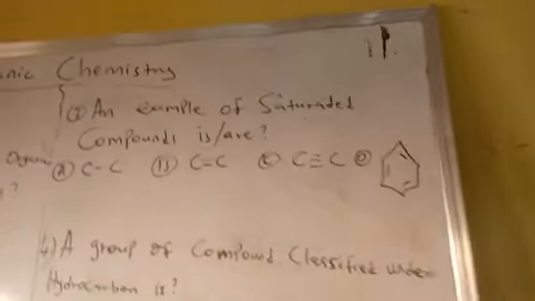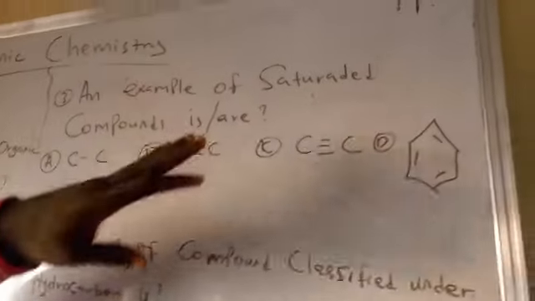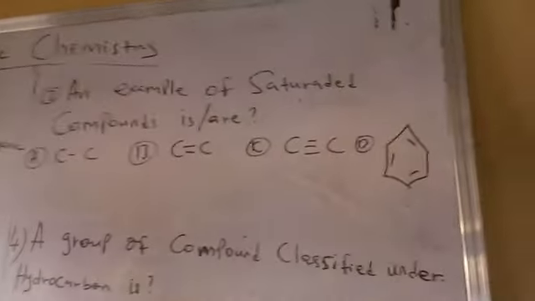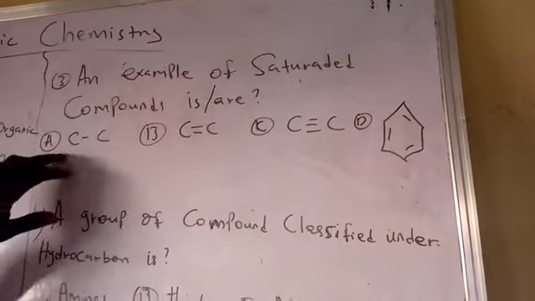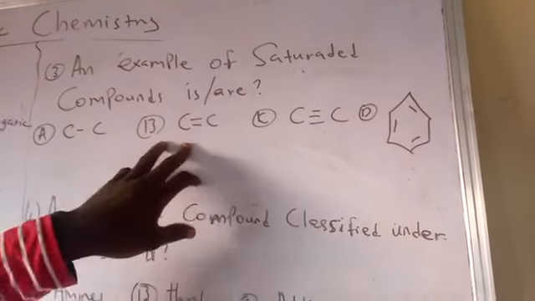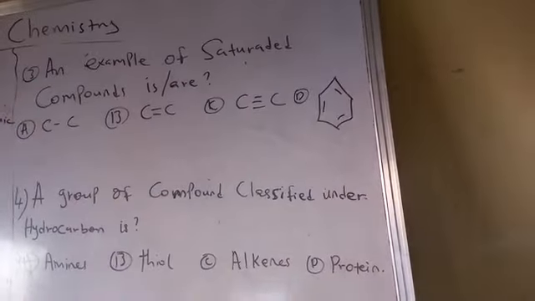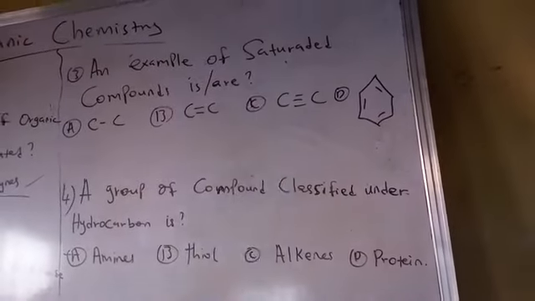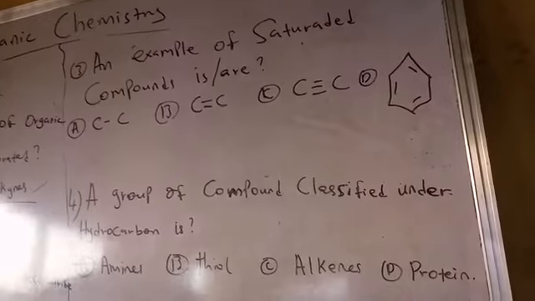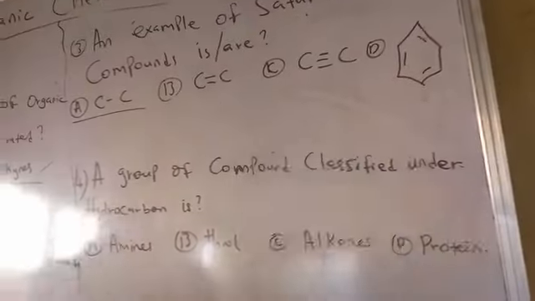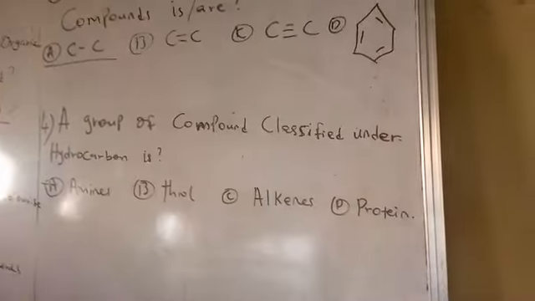Another one: an example of saturated compounds. We have the carbon-carbon single bond, carbon-carbon double bond, carbon-carbon triple bond, and a benzene, which is the structure of benzene. So we all know saturated compounds are compounds that contain carbon-carbon single bonds. Very, very clear and glaring.